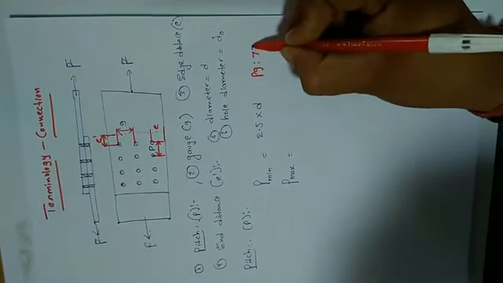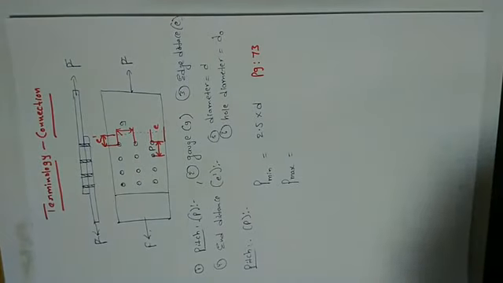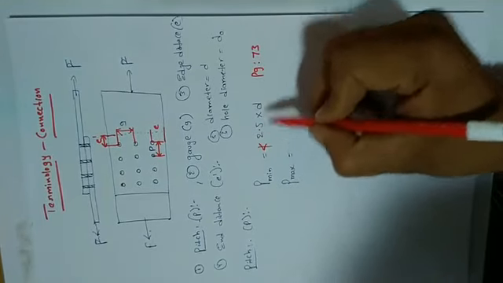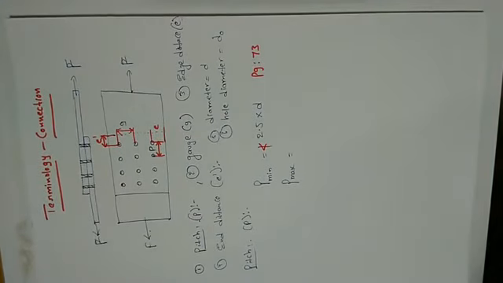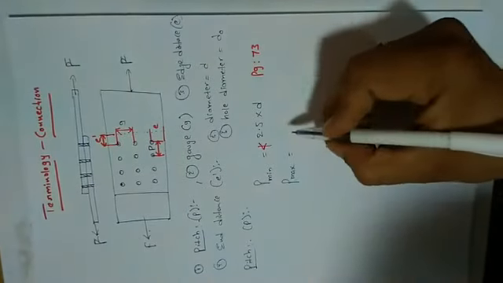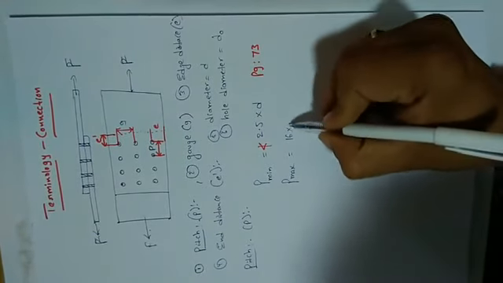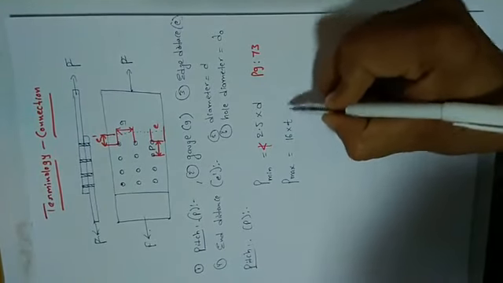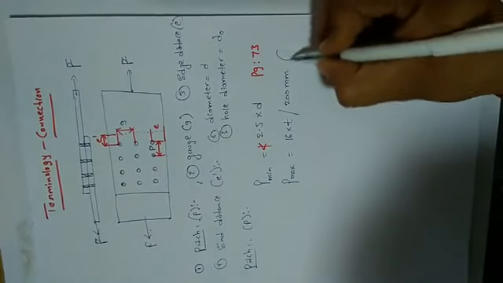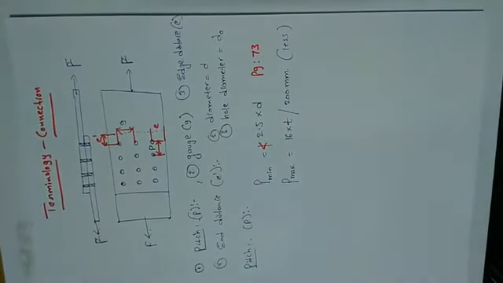Page number 73. The minimum pitch should not be less than 2.5 times D; it should always be more than 2.5 times D. And what is the P maximum value? P maximum is equal to 16 times the thickness of the plate, or 200 mm, whichever is less. Out of these two you need to take the minimum value.